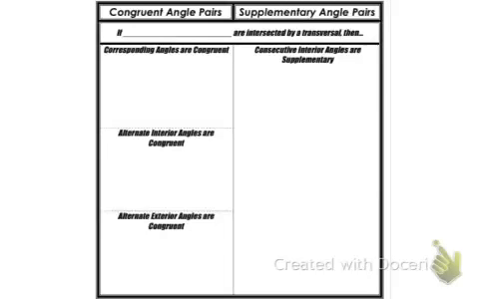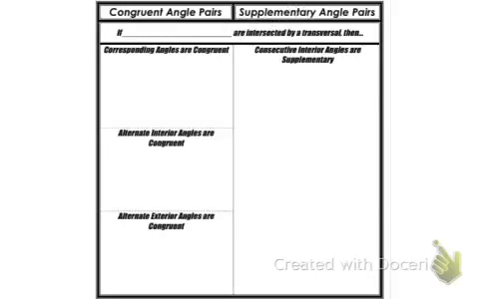Hey guys, in this video we're going to learn how to identify specific special angles and what their properties are, given the fact that we have two parallel lines and a transversal intersecting them. Okay, so then we have two categories. We have angle pairs that are going to be congruent, and then we have supplementary angles.